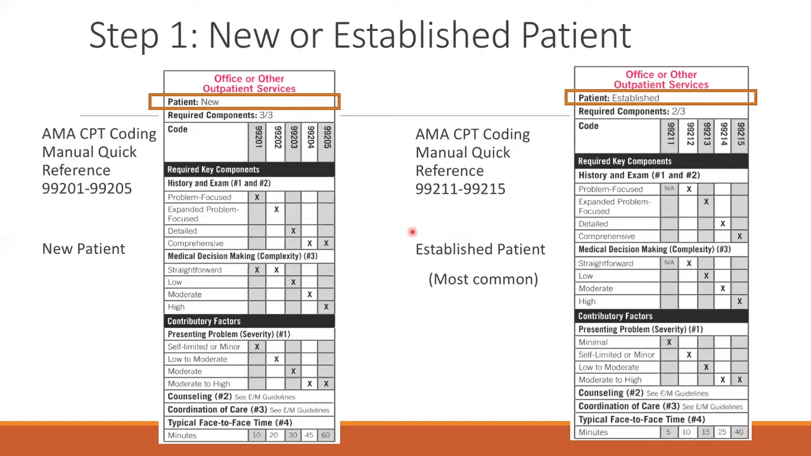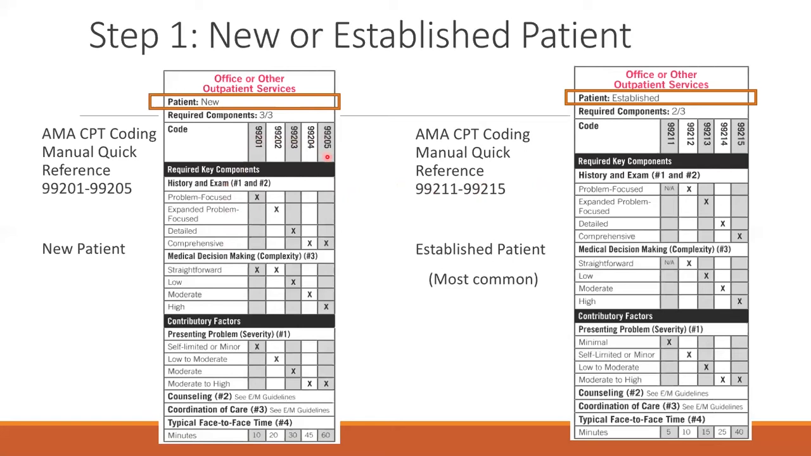There are more components required for a new patient to the practice, because it would require a lot more in-depth evaluation and examination by you as a provider. So 3 out of the 3 core components must be present in order for you to bill that service. Whereas for an established patient, only 2 out of the 3 components are required. Now, history and exam are required components 1 and 2. They can be problem-focused, expanded problem-focused, detailed, or comprehensive. And the degree and level of detail and comprehensiveness goes up with the code.